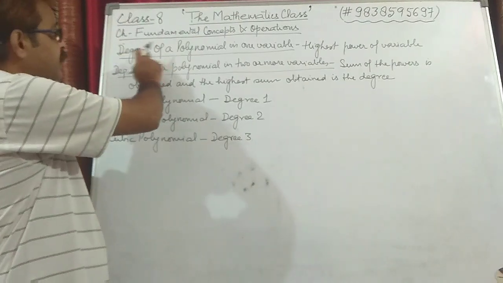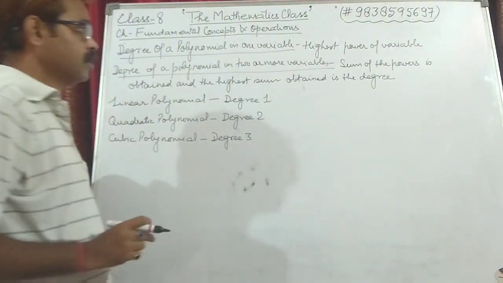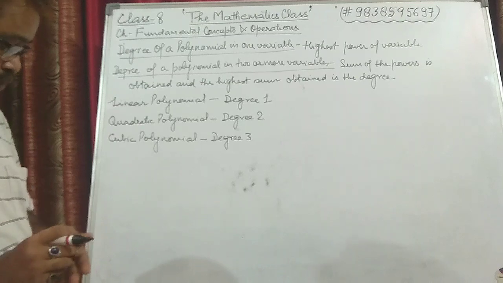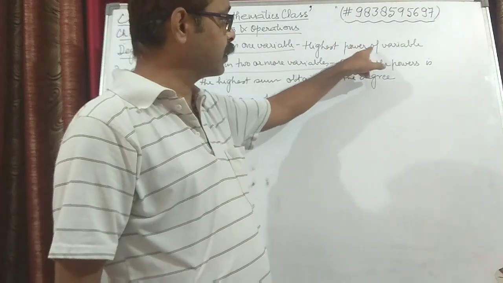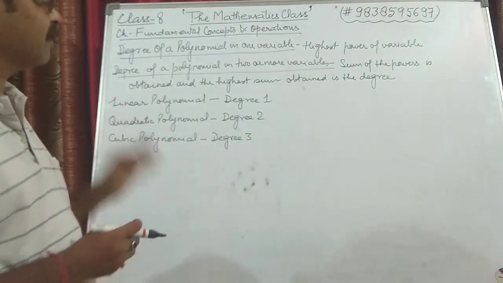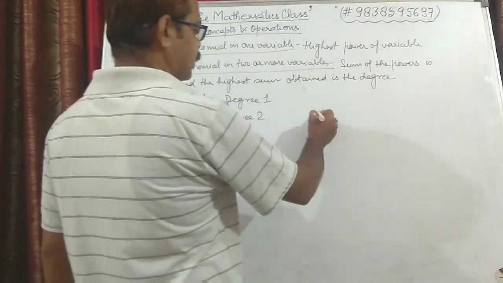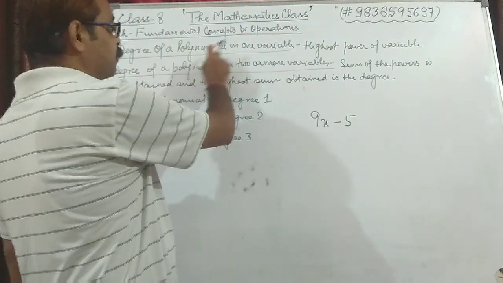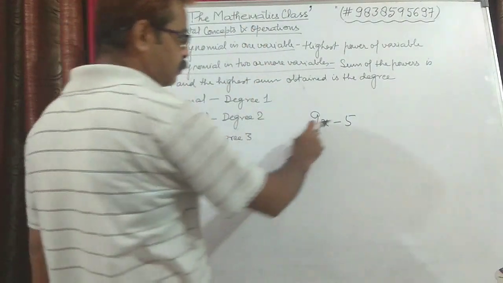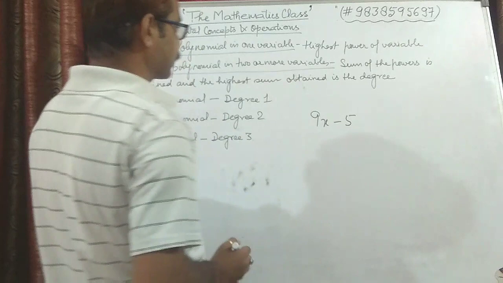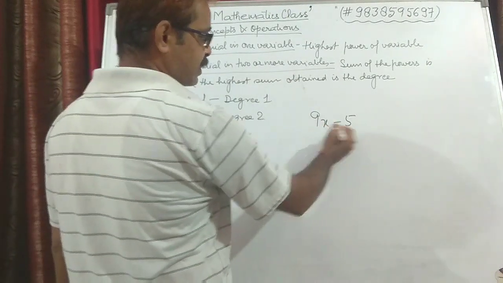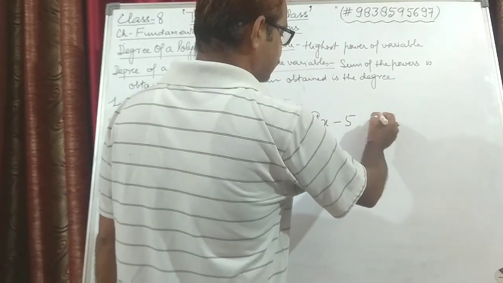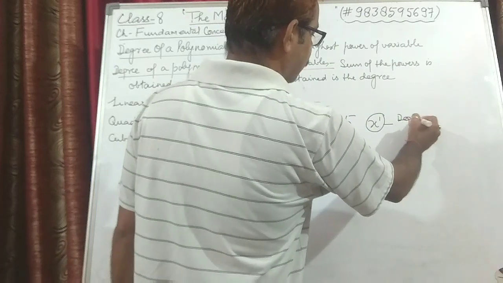Now next topic is the degree of a polynomial in one variable. So what is the meaning of degree of a polynomial in one variable? Here it is written, highest power of the variable. Means if you have a polynomial, let's say 9x minus 5, it means we need to write a polynomial in one variable. So here the variable is x. So what is the power of this x? Power is 1. It means its degree is 1.